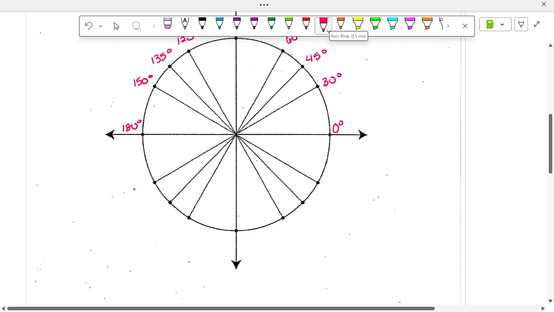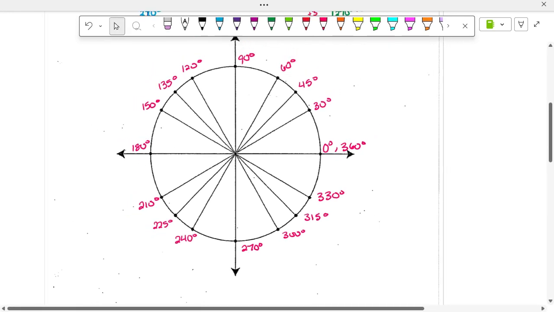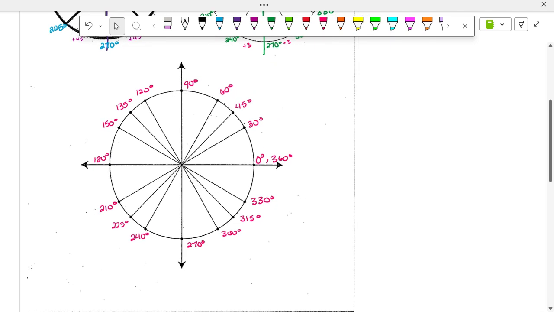What's the next one between those two circles numerically? 210. Then 225. Then 240. And then finally, good. So that is all of the angle measures of the unit circle in degrees.